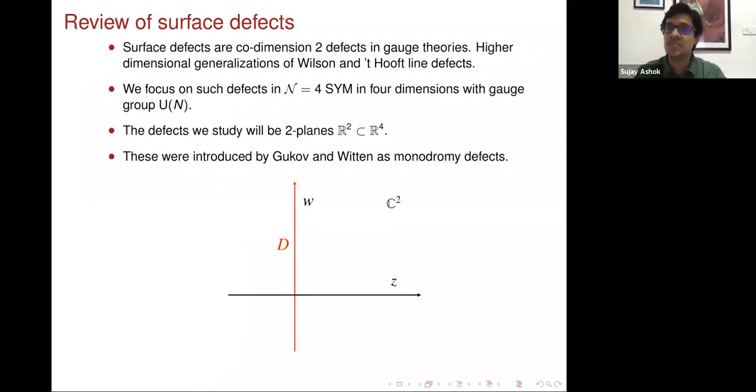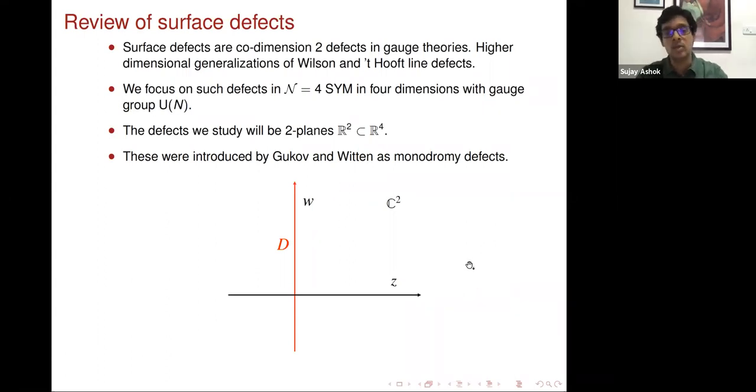All right, so surface defects are codimension 2 defects in gauge theories. These are natural higher-dimensional generalizations of Wilson and 't Hooft line defects. And we'll just focus on such defects in N equals 4 Yang-Mills in 4 dimensions. So codimension 2 means they are surfaces in d equals 4. And for our purposes, for this talk, we'll just focus on 2-planes inside R4. So I'll work with Euclidean space, and the defects will be some 2-planes inside R4 as shown here.